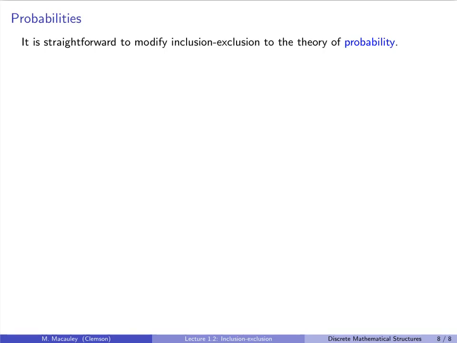I want to conclude this lecture with a short discussion of why it is straightforward to modify inclusion-exclusion to the theory of probability. I don't want to spend too much time on this because probability is not the focus of this class, and we have our own upper division math course on probability, as do most universities. Okay, so let's get started.